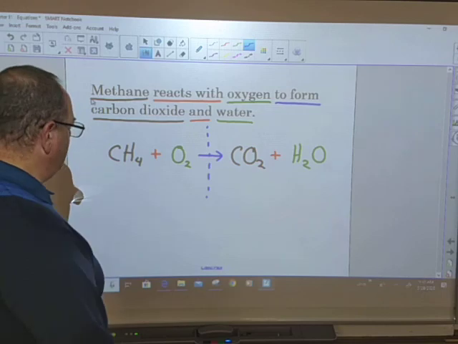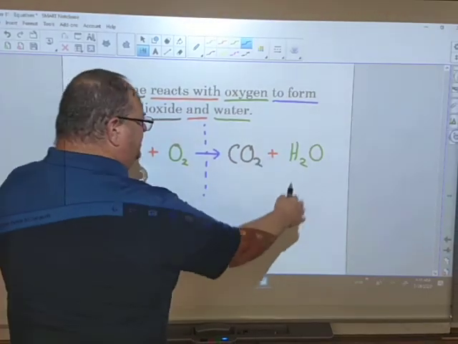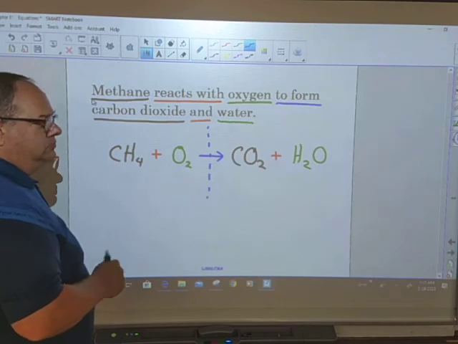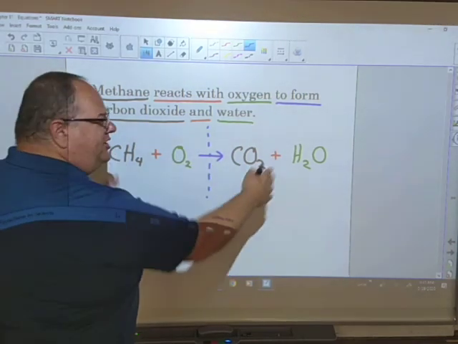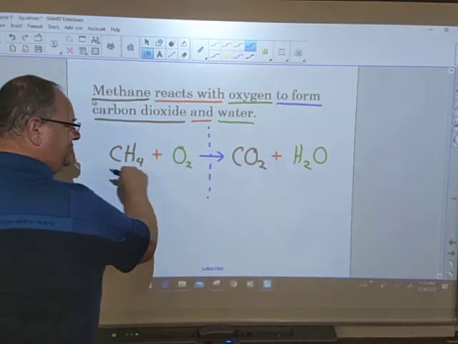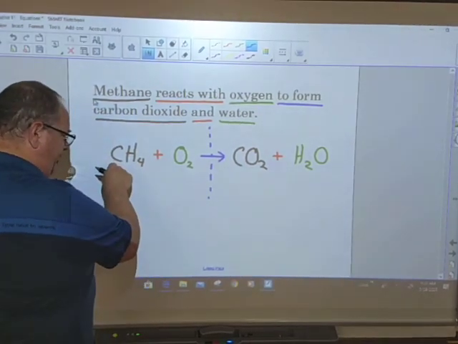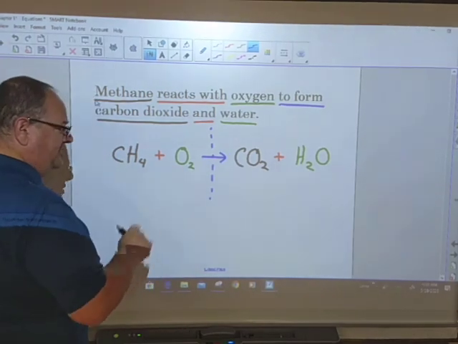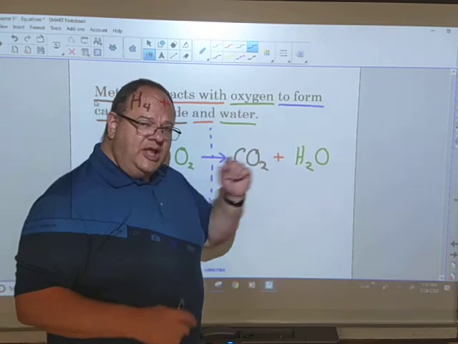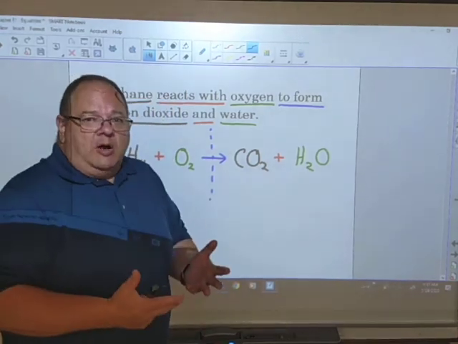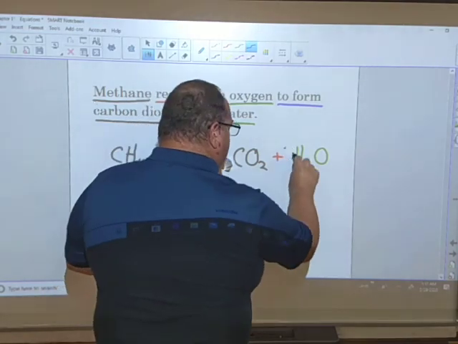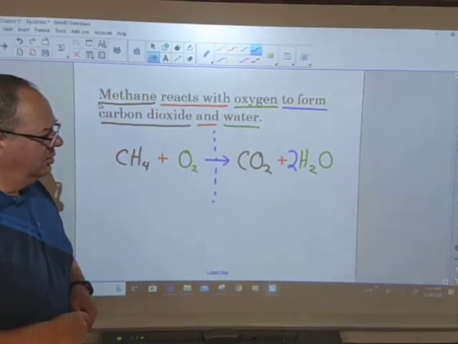Okay? So these are the correct substances, but we have to go and figure out how to get the correct ratios of these substances. Okay? Now, carbon is already good, right? There's 1 carbon, 1 carbon. I don't want to mess with that. Now, there's 4 hydrogen here. There's 2 hydrogen there. What if I had 2 water molecules? What if I put a 2 in front of that?